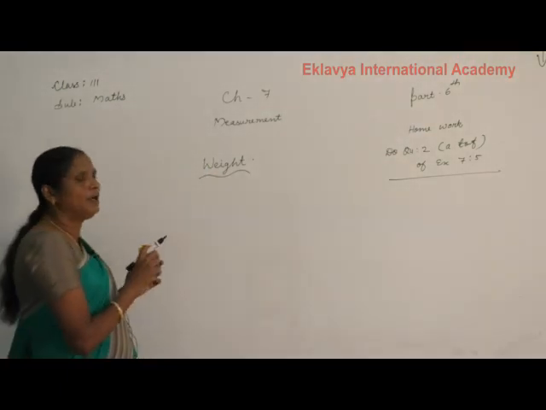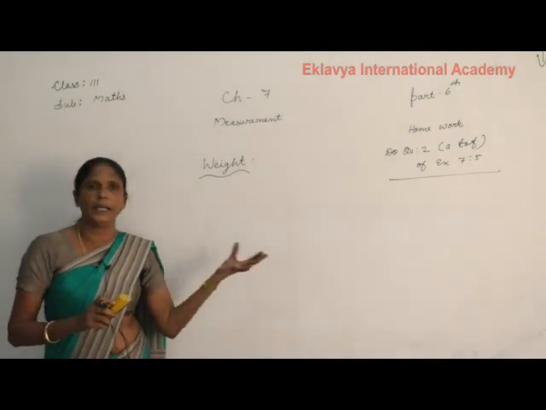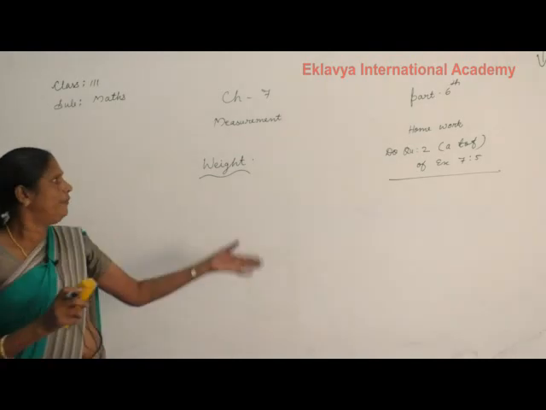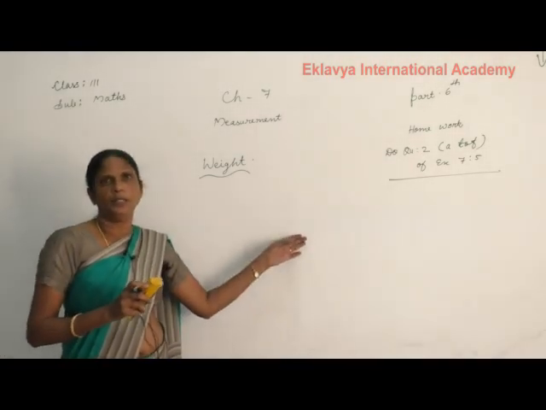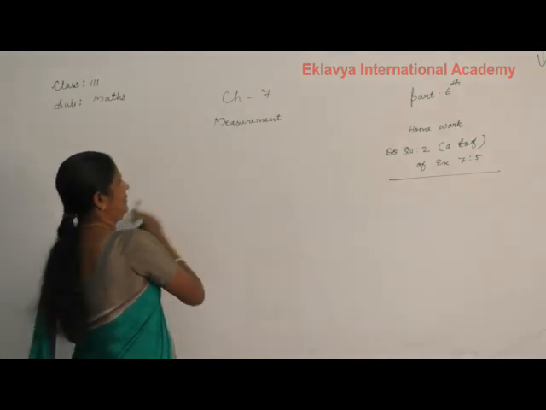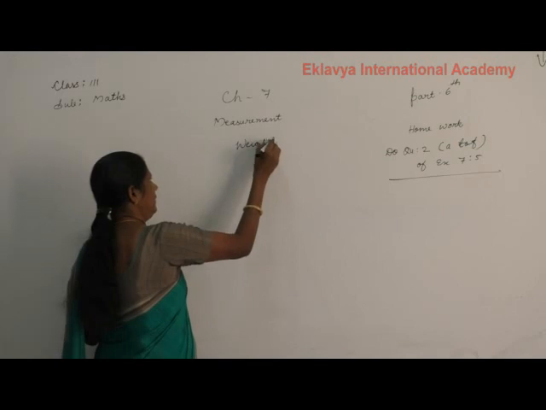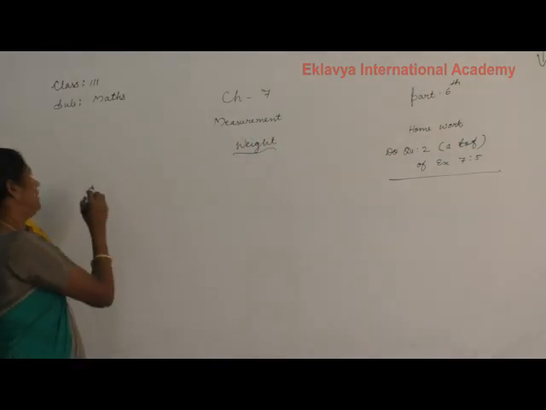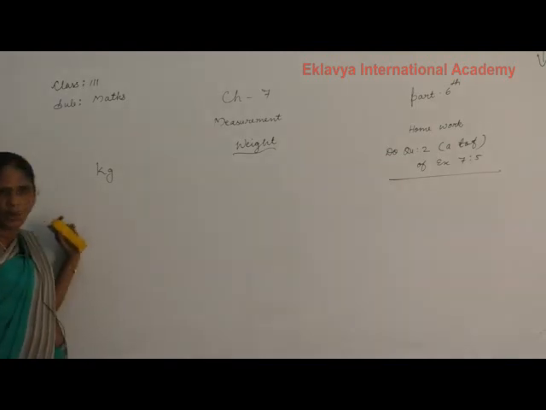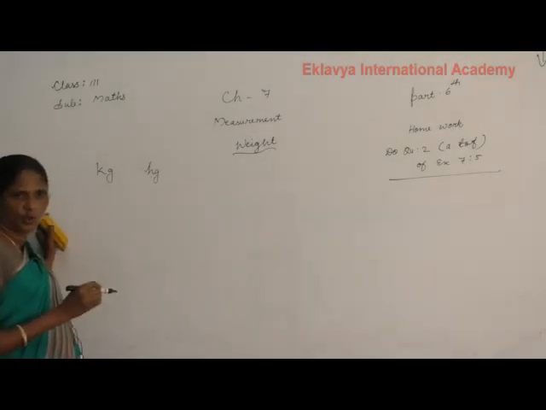The basic unit of weight is gram. The measurement table of weight is: first, kg. Kg means kilogram. Then hg, hectogram.